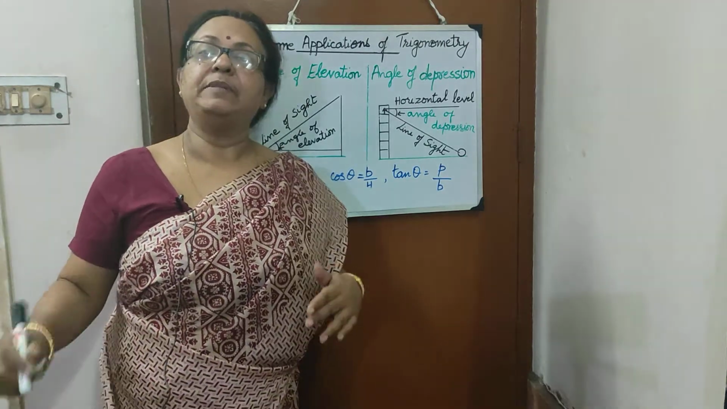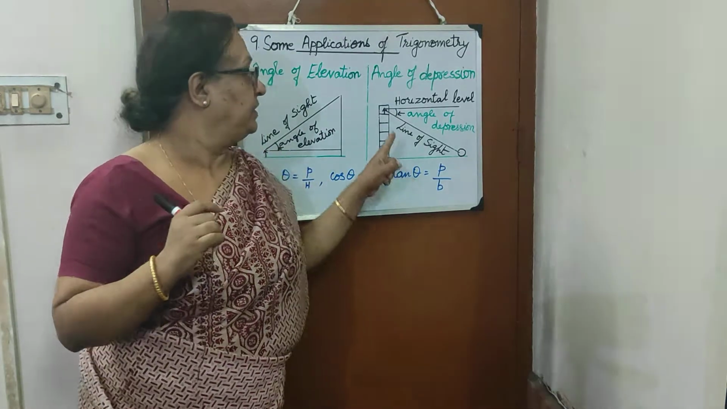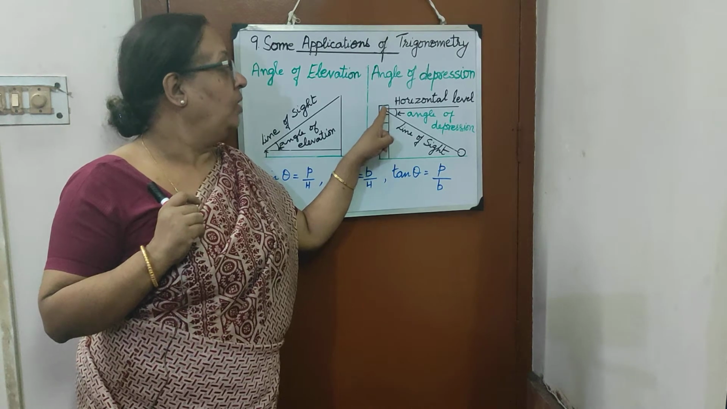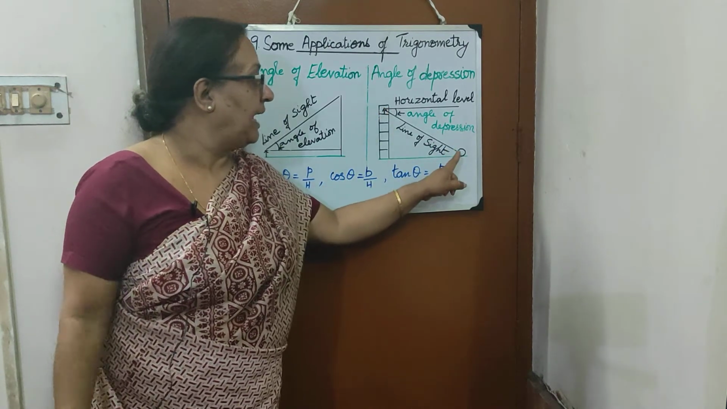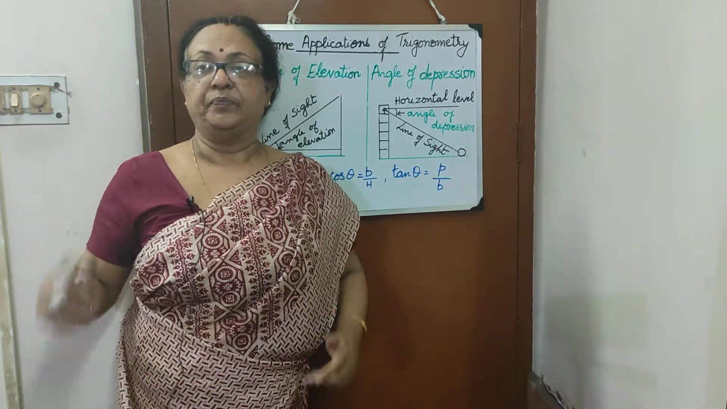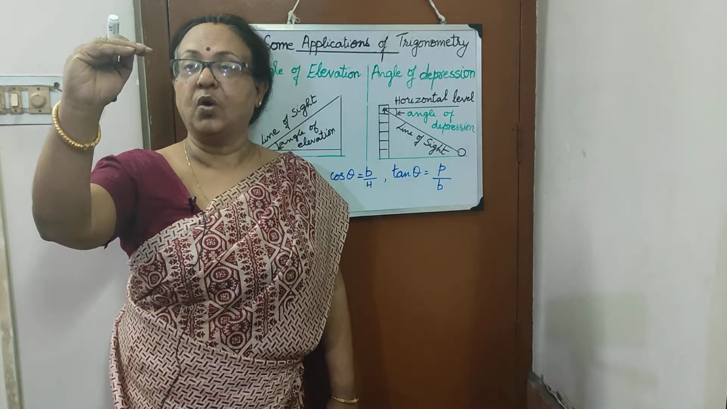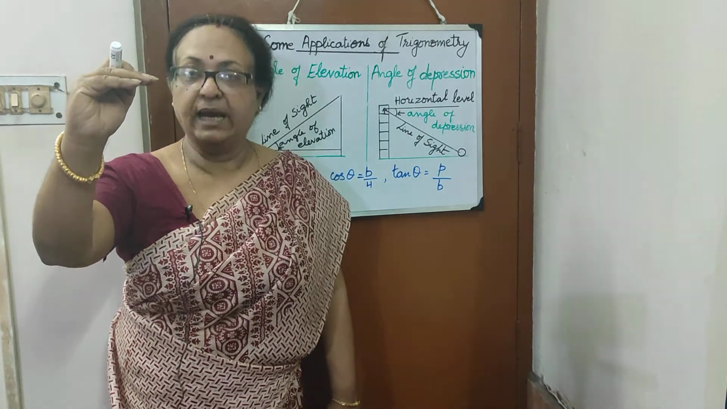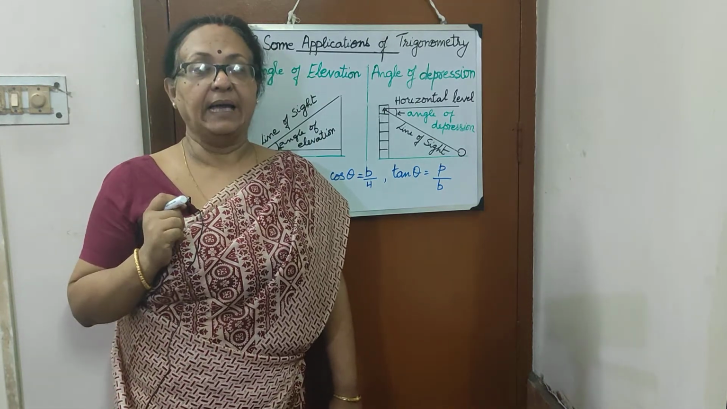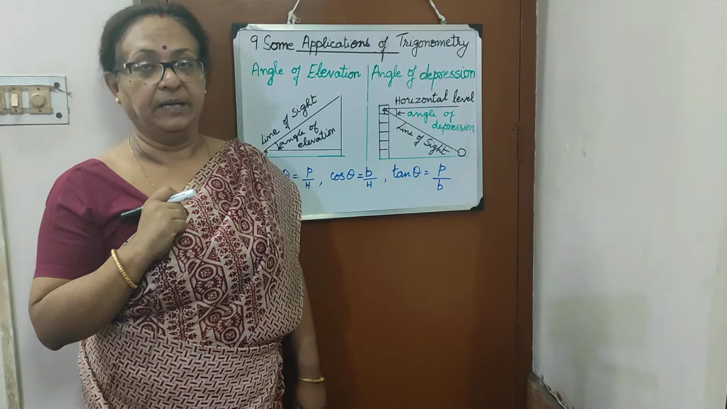Now suppose I am standing at the top of a building, a multi-storied building, and see this figure here. A person standing here. Now, if he wants to look at an object on the ground, what does he do? This is the horizontal level, he is looking something down. So, he bends his head. The eyes again bend with an angle downwards. This angle is the angle of depression.